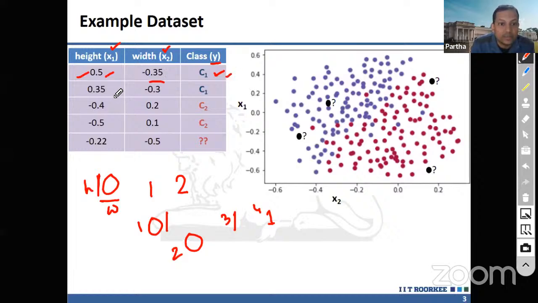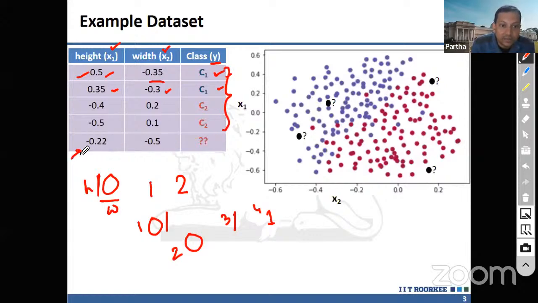Then you have the second example. These are the second example's data: height is 0.35, width is minus 0.3, and the outcome is C1. Similarly, for the second category, you have this height and width information, so these 4 examples are given.